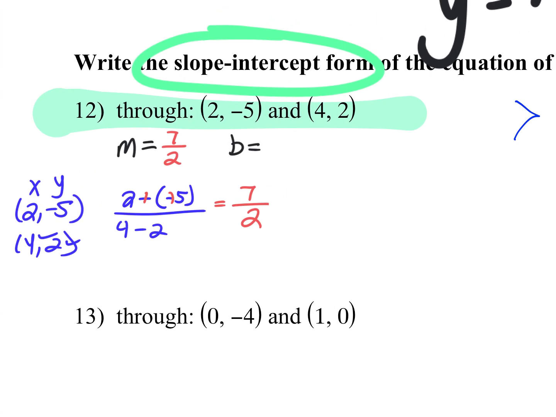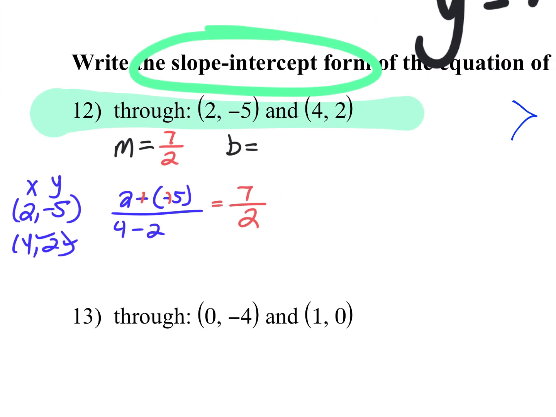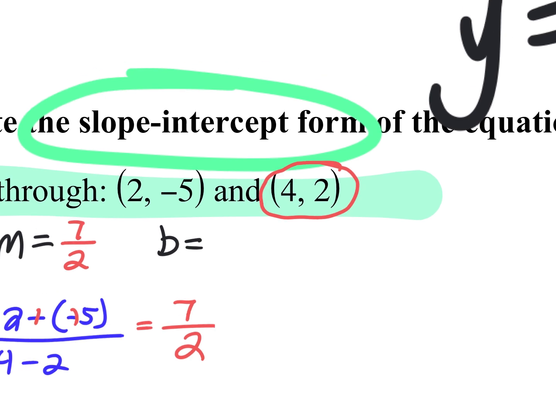Now we need to find our b. We have 2 different points that we could use. You can do whatever you want. I'm going to use this one. Why am I going to use this one? They're both positive. It's just easier, I think.